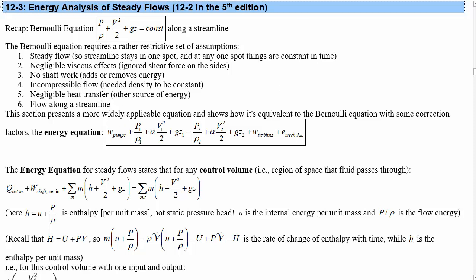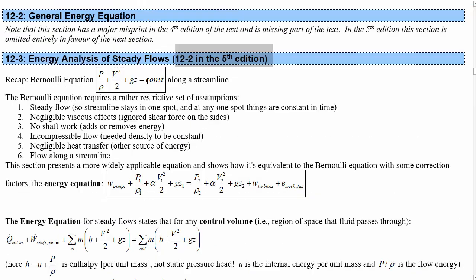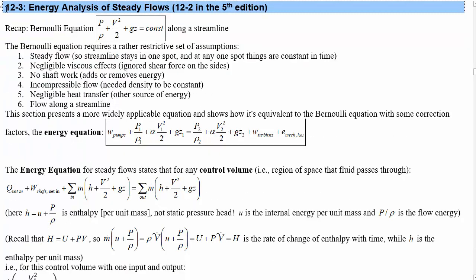This is going to be 12.3 Energy Analysis of Steady Flows, renamed to 12.2 in the 5th edition. The 4th edition doesn't actually have a 12.2 really. It looks like it's a misprint, at least in my version of the book. Anyway, energy analysis. What we're going to do today is improve on the Bernoulli equation.